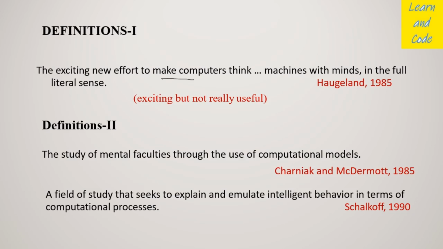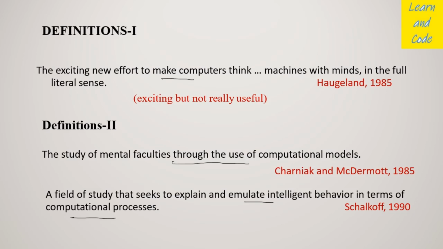Other definitions also came, like Charniak and McDermott. They gave this definition: the study of mental faculties through the use of computational models. This was a kind of complex definition, but we are using computational models to study how minds work. Then in 1990, one more definition came from Schalkoff: a field of study that explains and emulates intelligent behavior in terms of computational processes. So here, we are going towards a more acceptable definition, where we are trying to emulate the behavior.